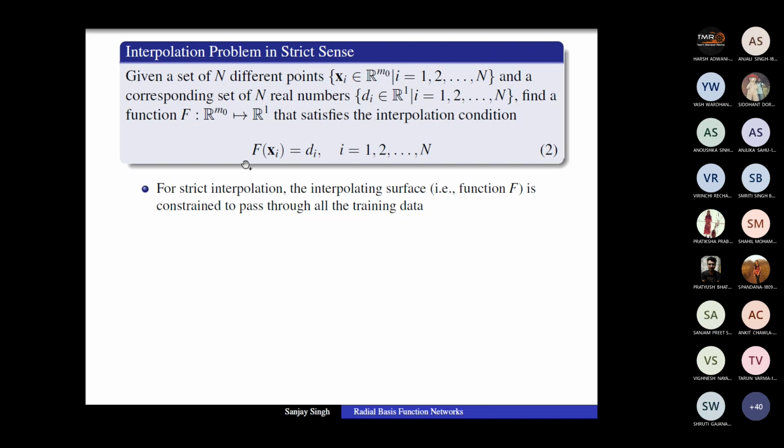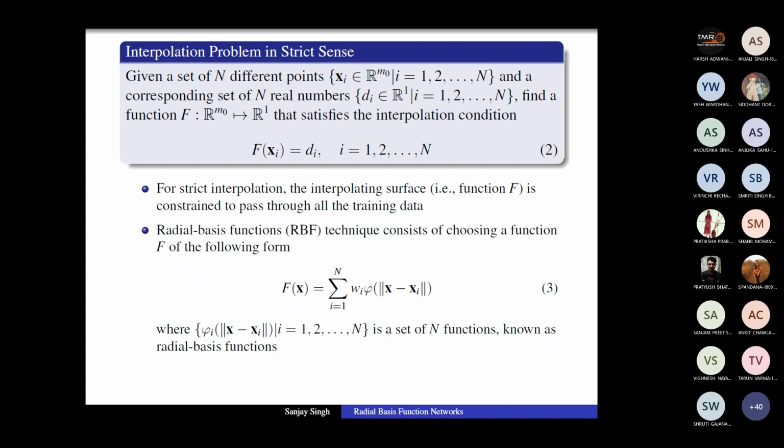This kind of problem is called the interpolation problem in the strict sense. Most of the time this does not meet the requirement. If this happens, it means you have not approximated, rather you have exactly found the function which describes this particular training data. Now for strict interpolation, the interpolating surface, that is the function f, is constrained to pass through all the training data, which means you have to substitute and check all of them.